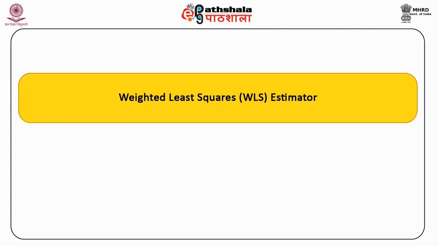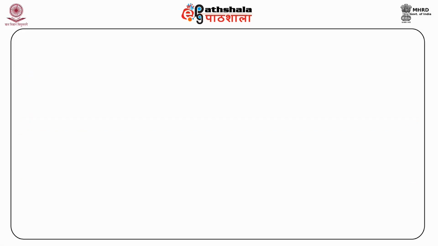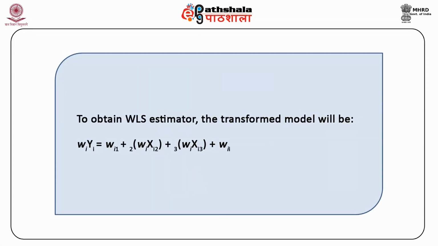For instance, consider the following general linear regression model with heteroscedasticity. This equation states the general linear regression model, and the variance of the error term is given by sigma square. Now, if Wi is equal to 1 divided by sigma i, then we get the GLS estimator. Thus, the GLS estimator is identical to the weighted least squares estimator. Or one can say that the GLS estimator is a particular kind of WLS estimator.